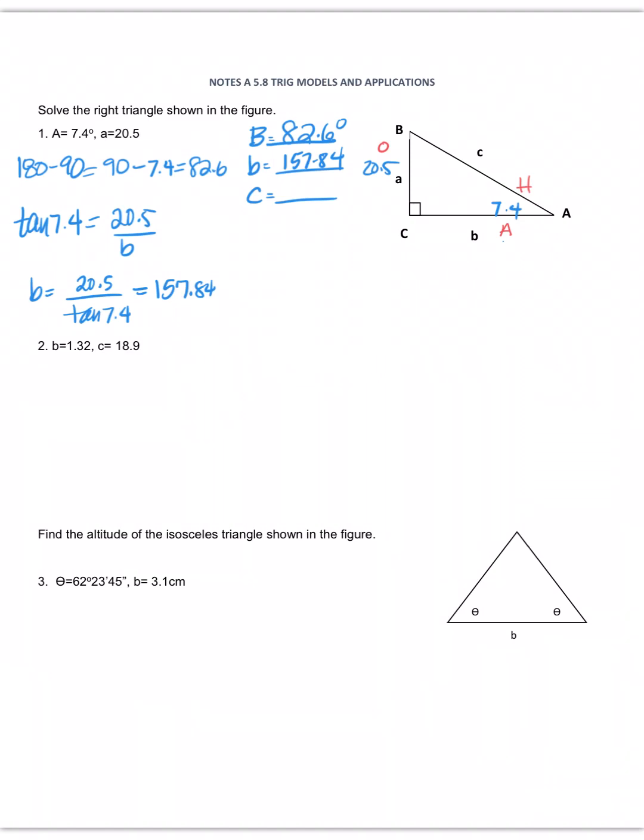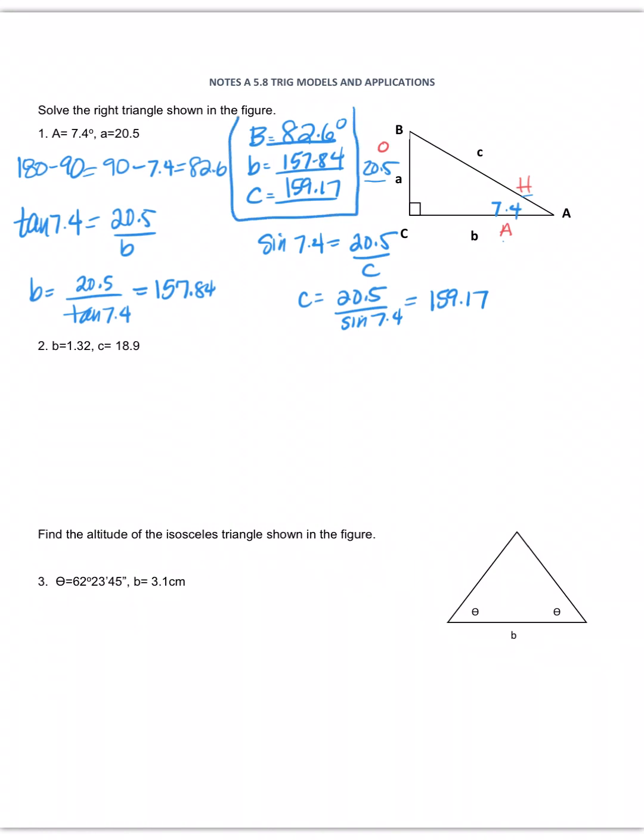Okay, now for side C, you have options. You can use Pythagorean theorem since we know two sides, or you can use another trig function. Doesn't matter, you should end up with the same thing. I'm going to go ahead and use a trig function, and finding side C would mean I need to use the opposite and hypotenuse. So that would be the sine of 7.4 is opposite over hypotenuse, right? Which is C. So when I cross multiply and solve it, I'll end up with 20.5 divided by the sine of 7.4. And we'll put that in my calculator, it's 159.17. And I don't have any units on the side, so I'm just going to leave it. So there's my solution to this triangle. Okay, let's try the next one.